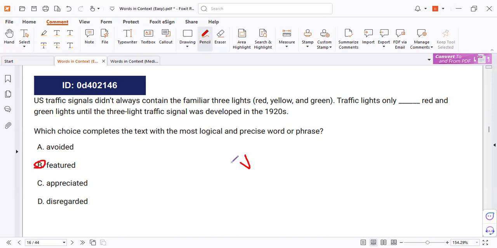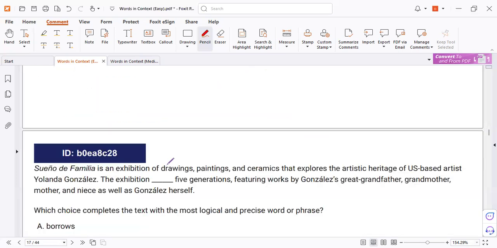Remember, we test you on the verb. Find the subject, find the object. It can help you. Traffic lights do what for the red and the green lights? Feature. Avoided. How about lights avoid, appreciate, disregard? That's right.